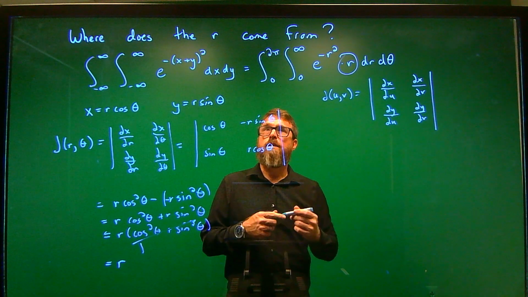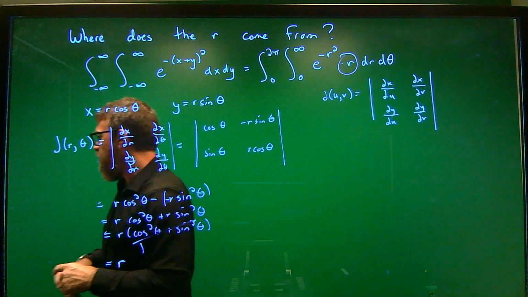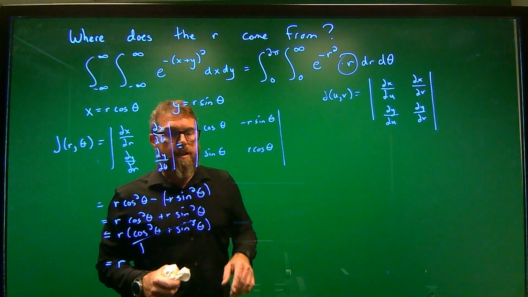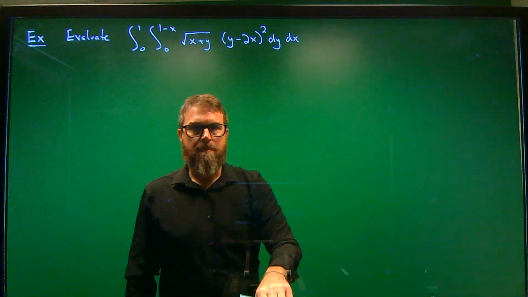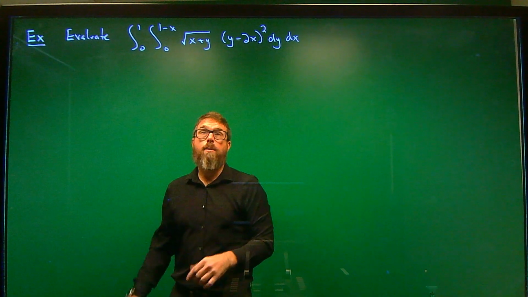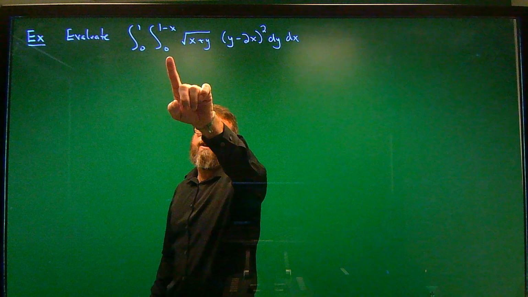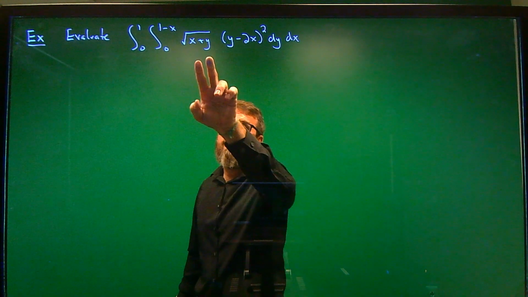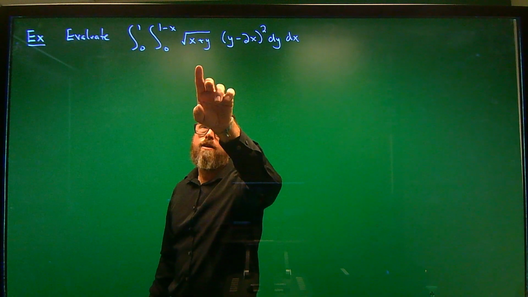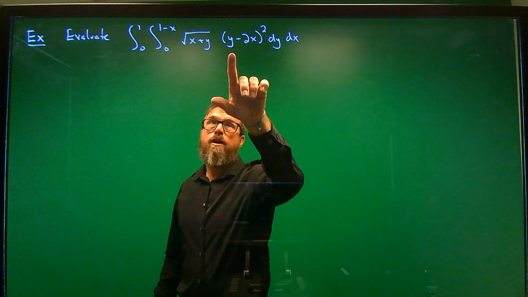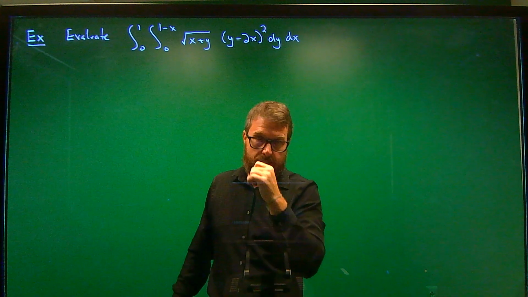All right, let's show one more example that has a more interesting region than the video I did to set up multiple integrals. So here's our example. I want to integrate from 0 to 1 the integral from 0 to 1 minus x of the square root of the quantity x plus y times the quantity y minus 2x squared dy dx.